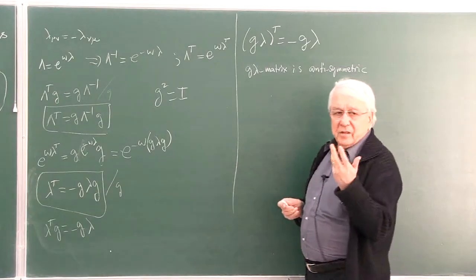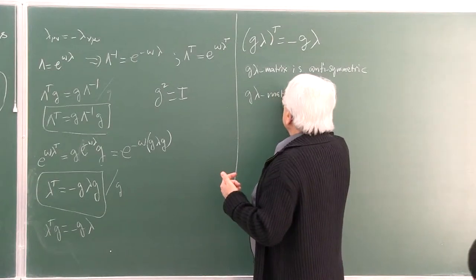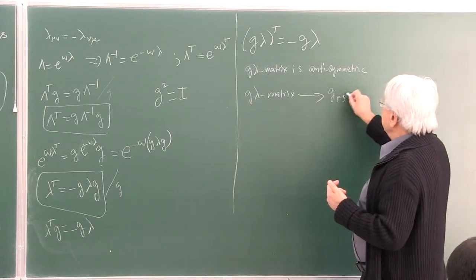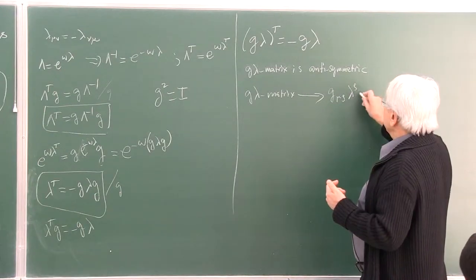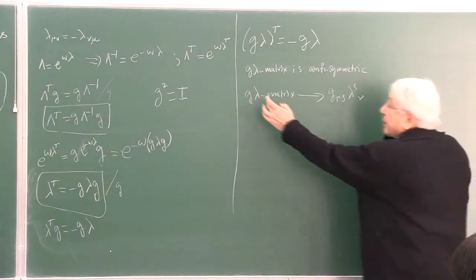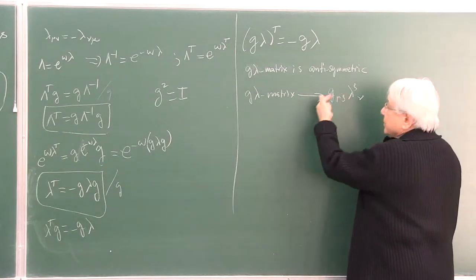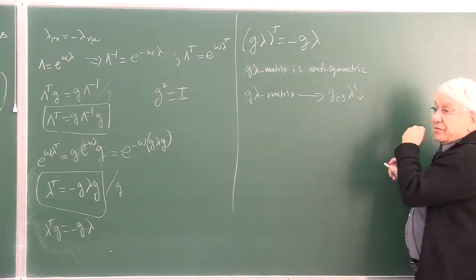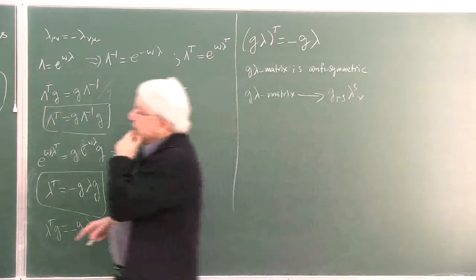What is the G lambda matrix then? Let me write the G lambda matrix in tensor notation. What is it? G mu rho lambda rho nu. Because we know that the matrix convention that I have introduced, please pay attention, is that G matrices are either both indices down or up, whereas the lambda matrices are defined with the first index up, second index down. That's the convention, right? Which we have defined.